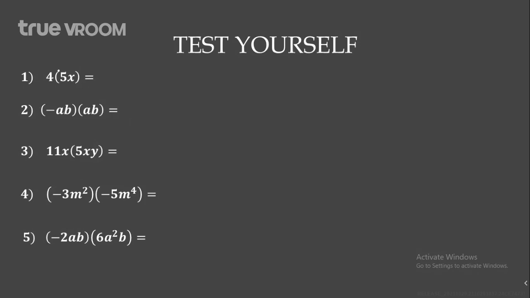4 times 5x is? 20x. Very good. So this is 20x. How did we get 20x? 4 times 5x is equal to 20x. Very good. Next, number 2.